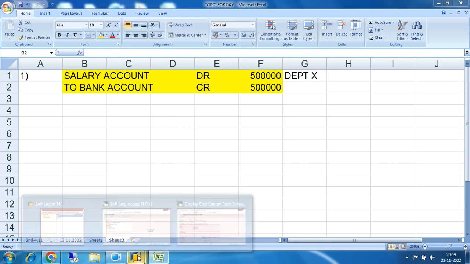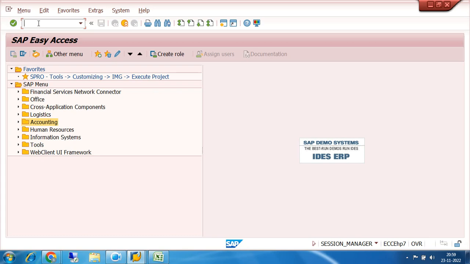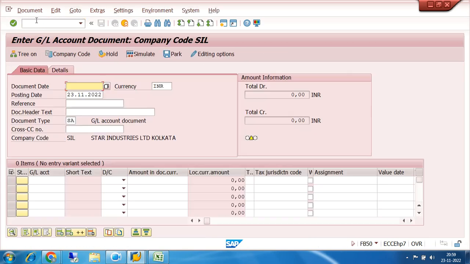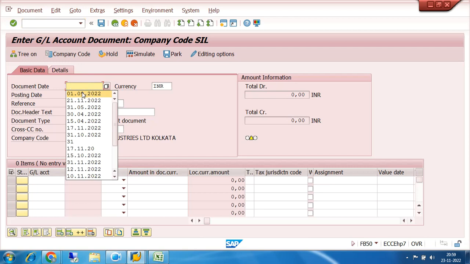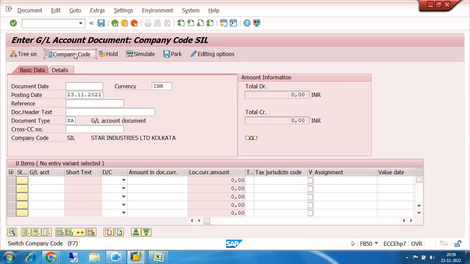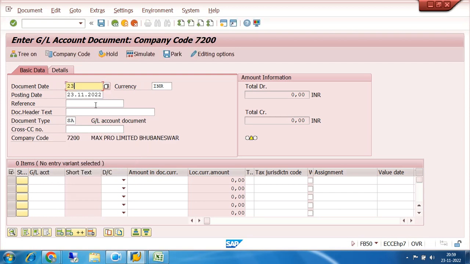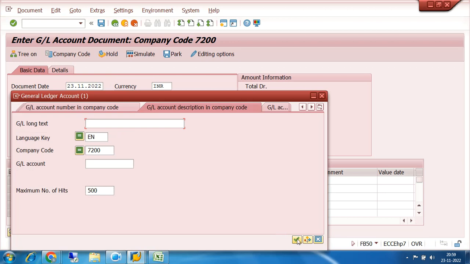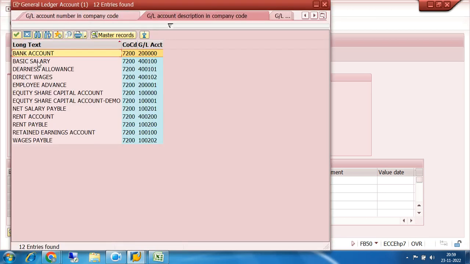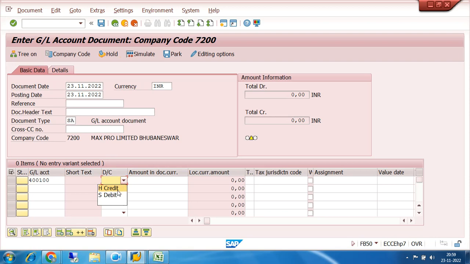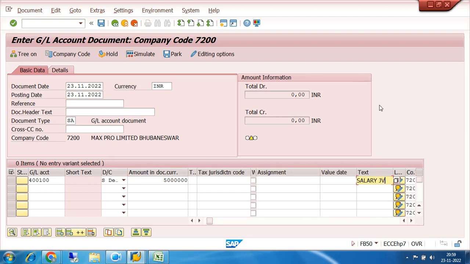Let us go to the screen itself. Suppose somebody is posting a transaction in FB50, right? Suppose this is today's date. I'm just changing the company code. So today is 23rd November 2022, right? Suppose I am paying salary, or I am passing an entry of direct payment of salary. So I am putting this as expenses. Amount is say 5 lakhs, right? So this is a salary JV.